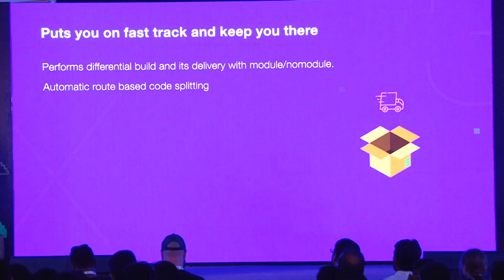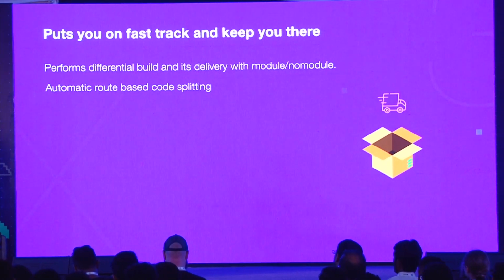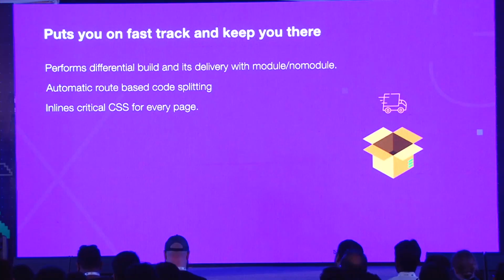Every route in your app is automatically code split. So you can have 100 routes, and none of those routes will bloat each other. Inline critical CSS: if you have built a web app and tried it on WebPageTest or Lighthouse, you know that this is very important for your first paint, for first contentful paint. So Preact CLI automatically checks every route, takes out the critical CSS and inlines it in the head.